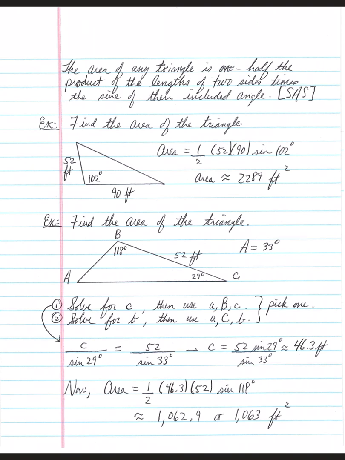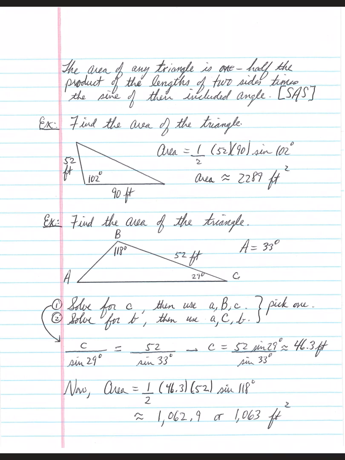The area of a triangle is 1/2 the product of the lengths of 2 sides times the sine of their included angle. This is for a side, angle, side situation. The angle in between 2 sides. And from the paragraph at the top, the description, we're going to take 1/2 of the product of the 2 lengths, so 1/2 of 52 times 90, times the sine of the angle in between, which is 102 degrees.